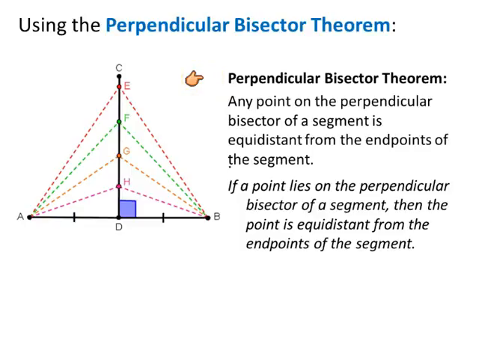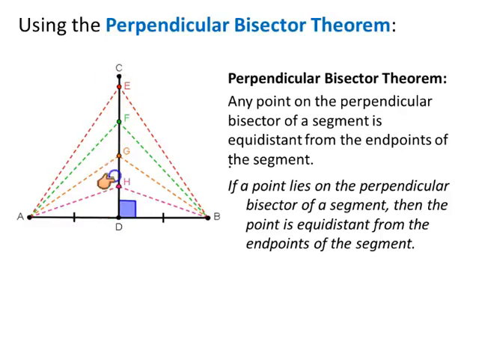So we have a perpendicular bisector theorem that you're going to be learning about this week. The perpendicular bisector theorem states that any point on the perpendicular bisector of a segment is equidistant from the endpoints of the segment. So what does that mean? Let's look at this diagram and put that definition into a diagram and understand it a little bit better.